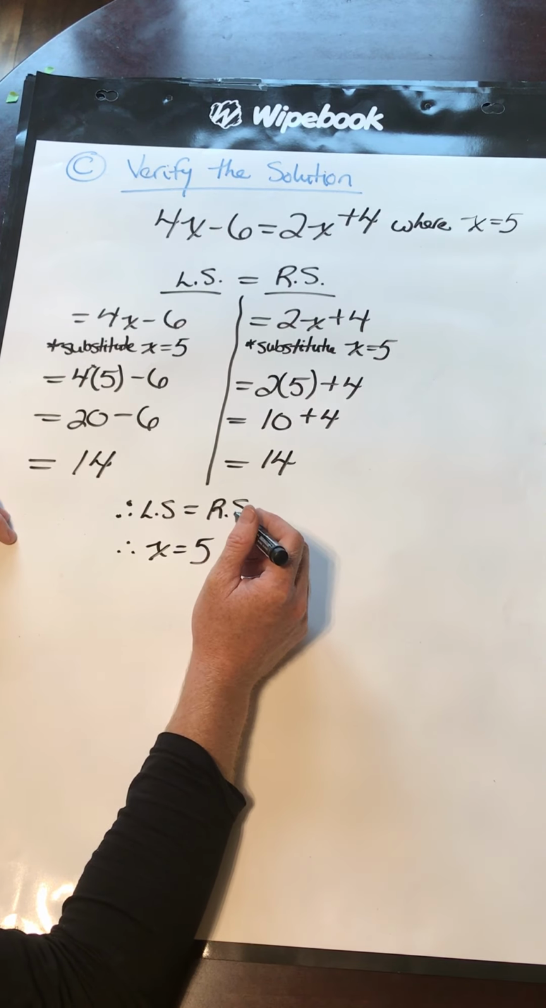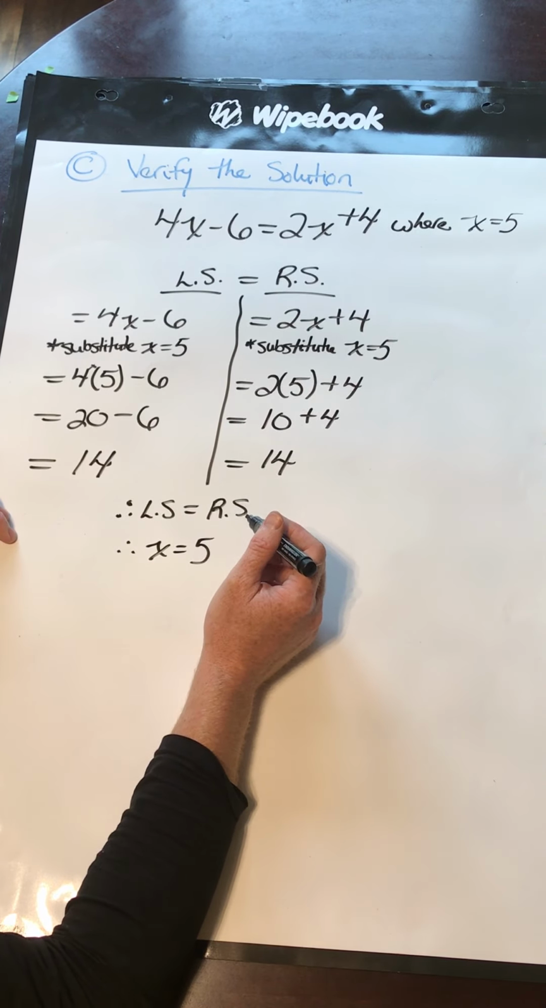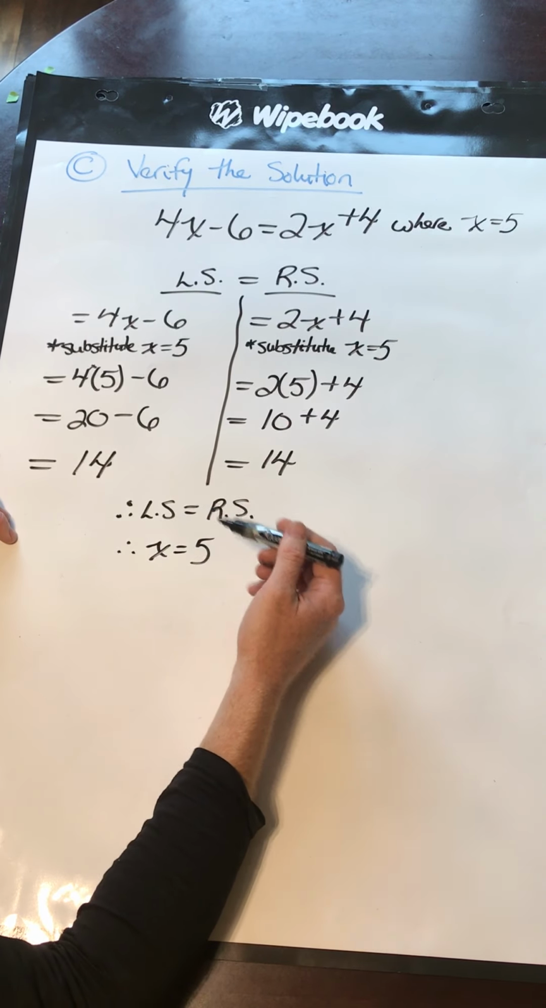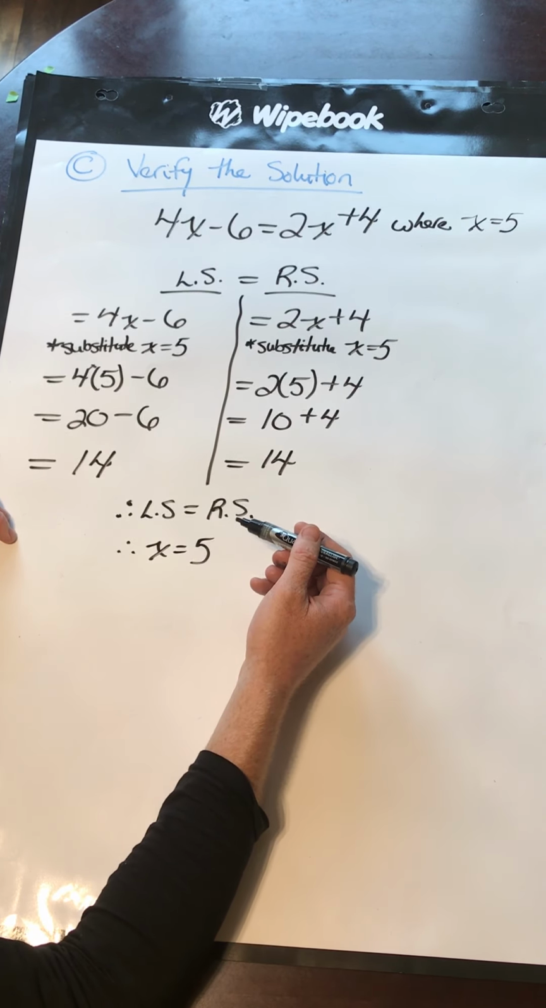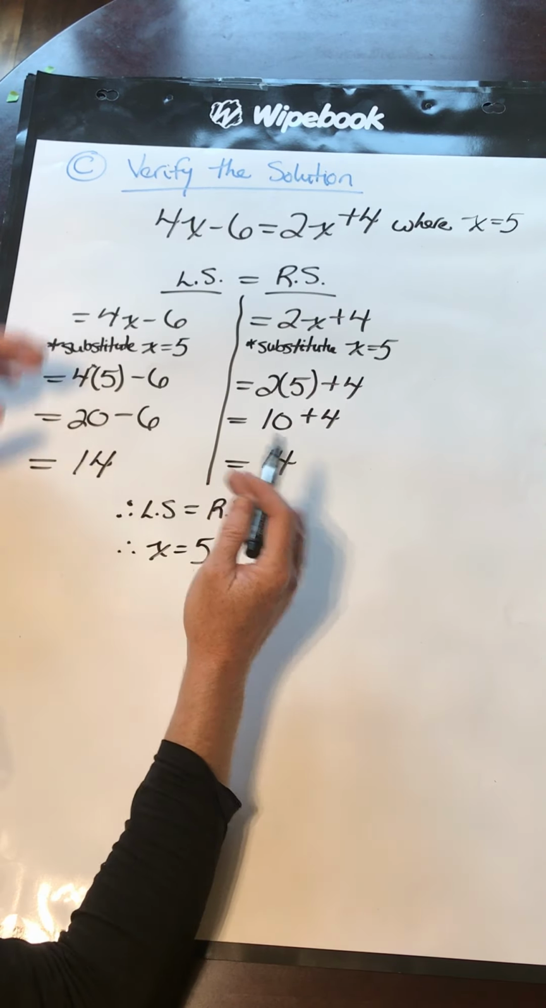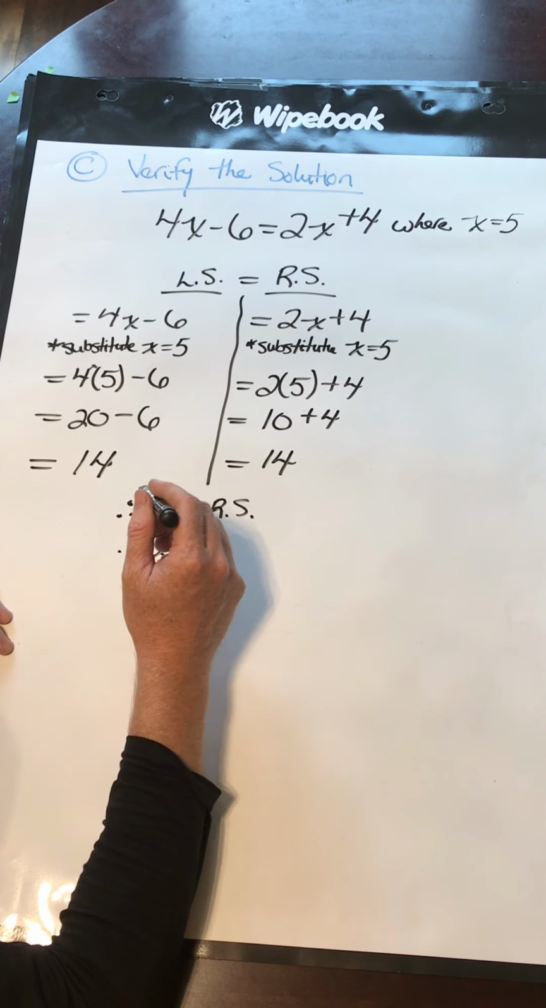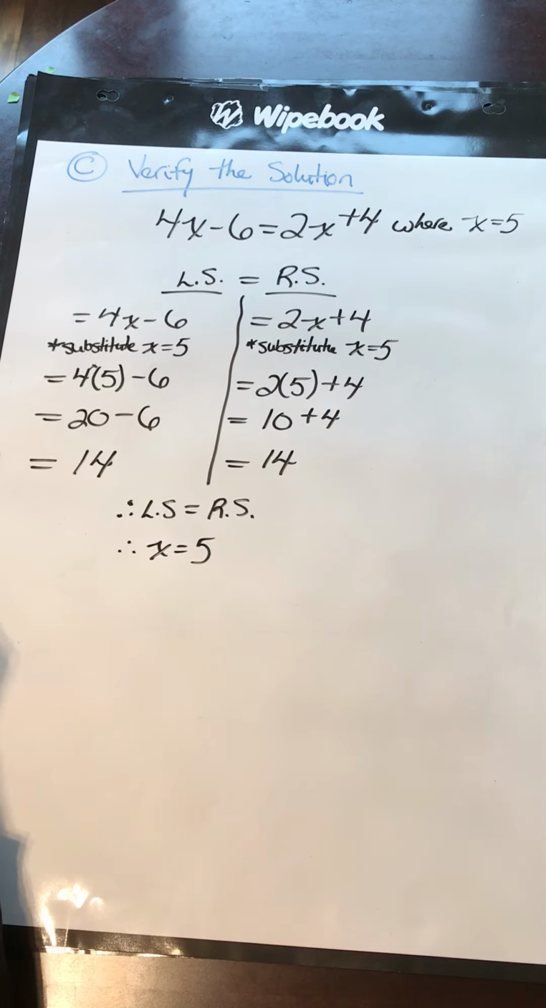Now, if I had done my verification check and I did not have left side equal to right side, I made an oops somewhere, and I need to go back into my work and review my work, check where my oops was, find a new solution for x, and then come and verify the solution again, and hopefully there I found my oops and that the left side equals the right side.